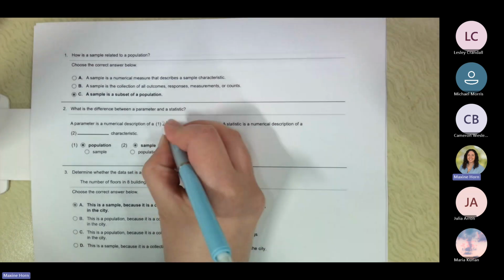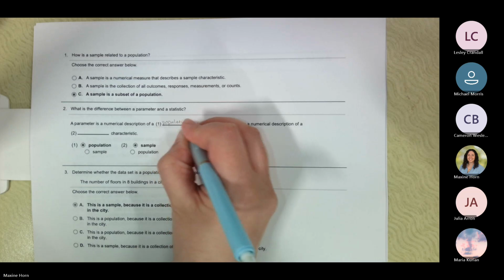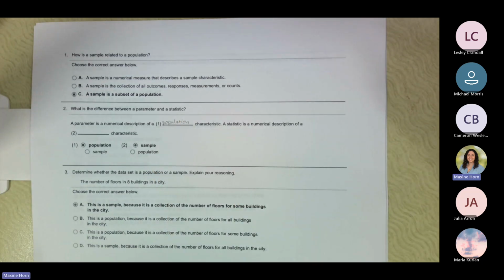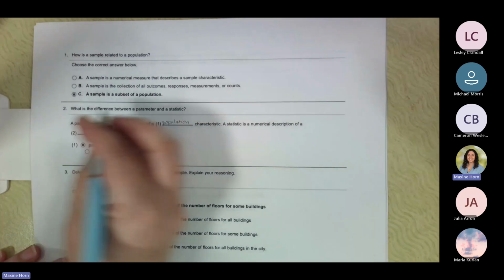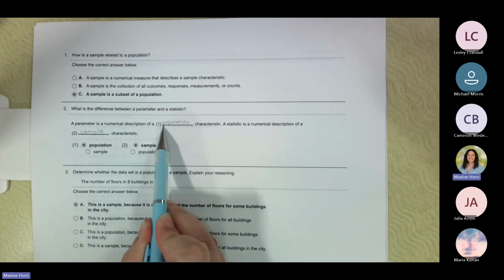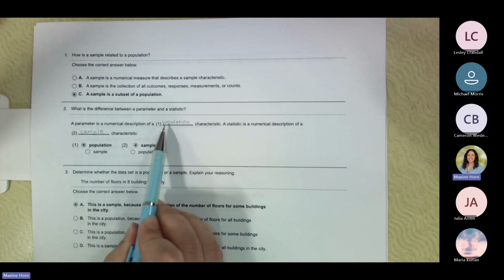Okay, what's the difference between a parameter and a statistic? A parameter is a numerical description of a population, so we have population parameters, whereas a statistic is a numerical description of a sample characteristic. An easy way to remember that is that population starts with P, so does parameter. Sample starts with S, so does statistic. Population parameter, sample statistic.